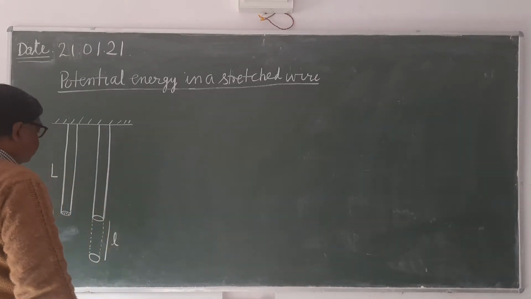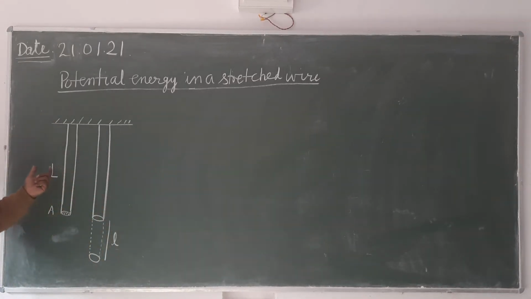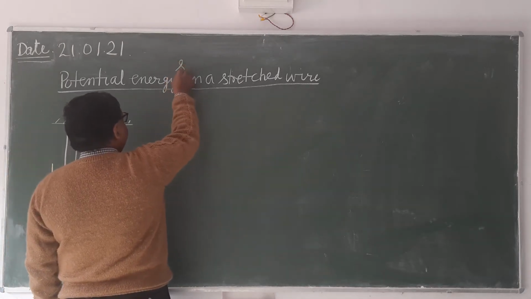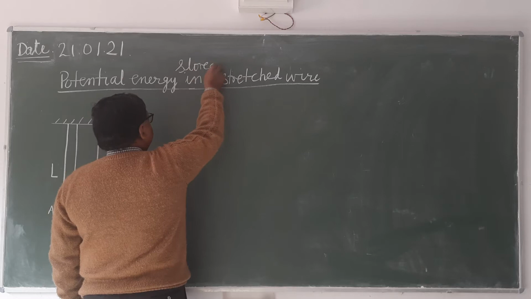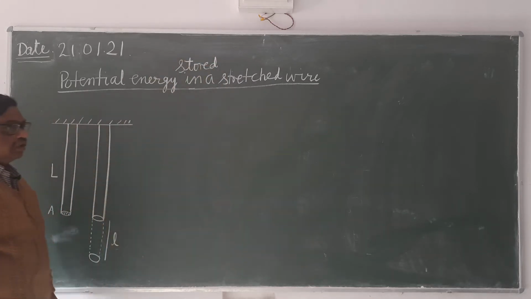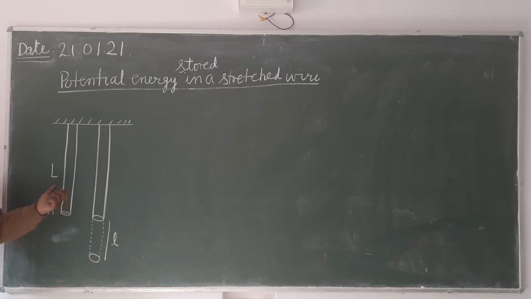Now see here, today we are going to deduce the formula of potential energy stored in a stretched wire. This is a wire of length L, a uniform wire. Uniform wire means its thickness is uniform everywhere. It is not uneven; it is not that somewhere it is thicker and somewhere thinner. Its diameter is the same everywhere. So this is a uniform cylindrical wire having area of cross section capital A.